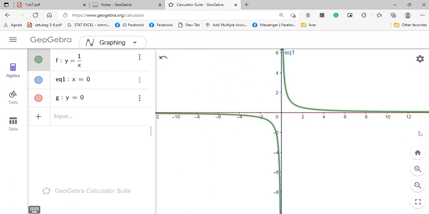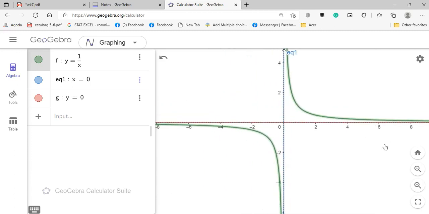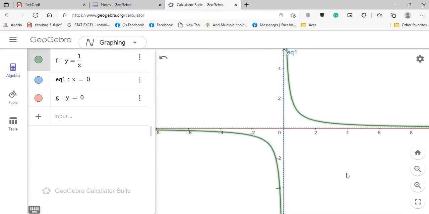Well, ang performance task nyo is all about graphs, analysis of graph. I already uploaded a video.